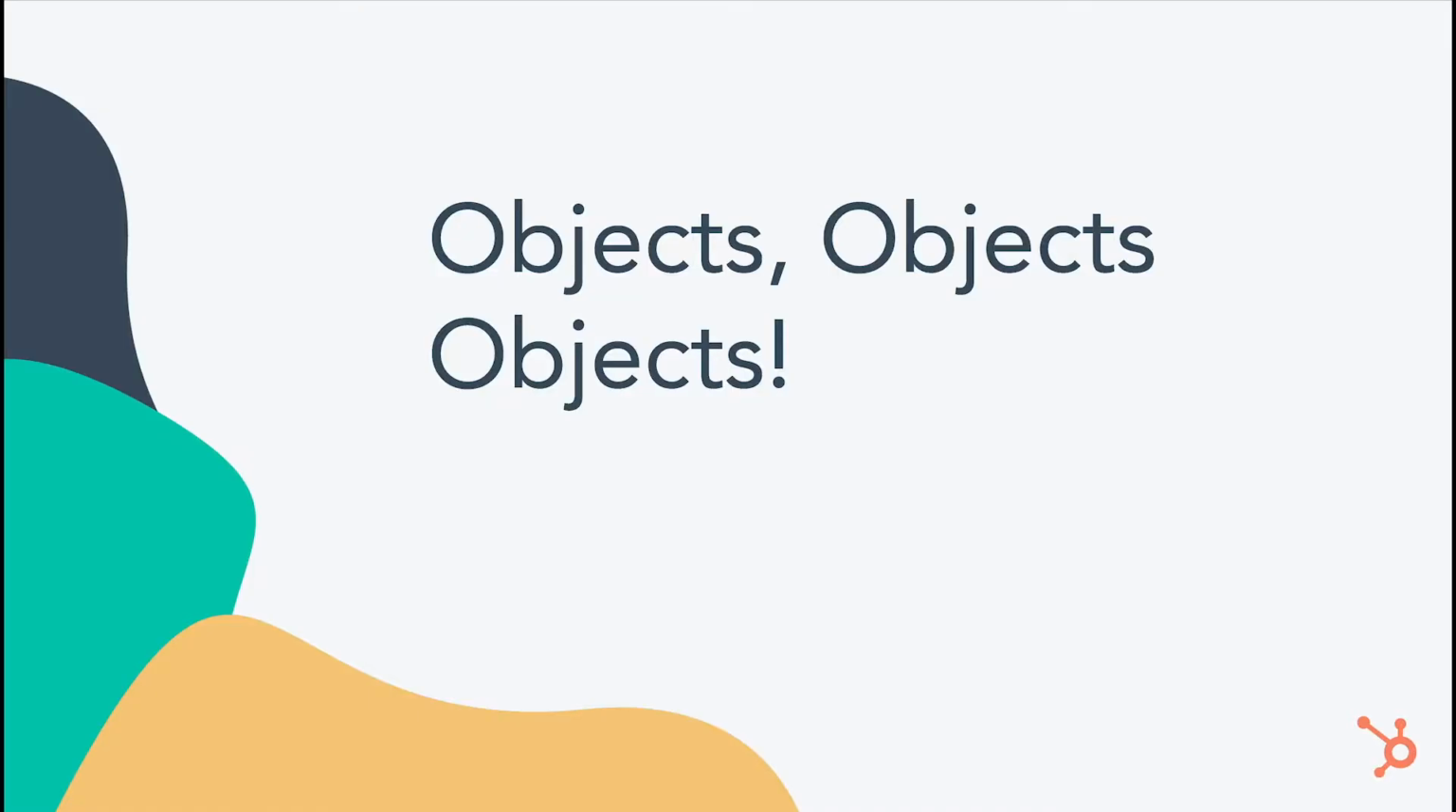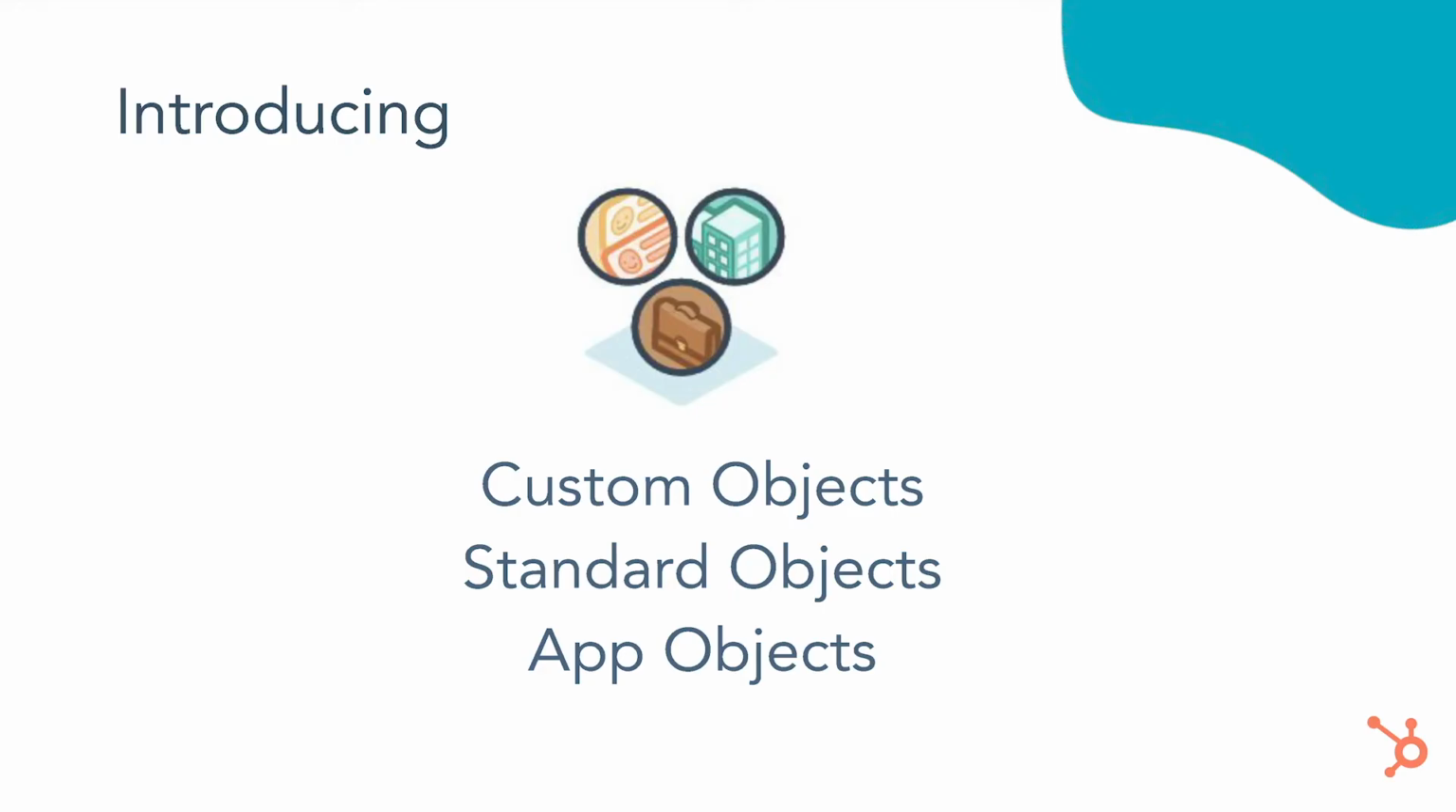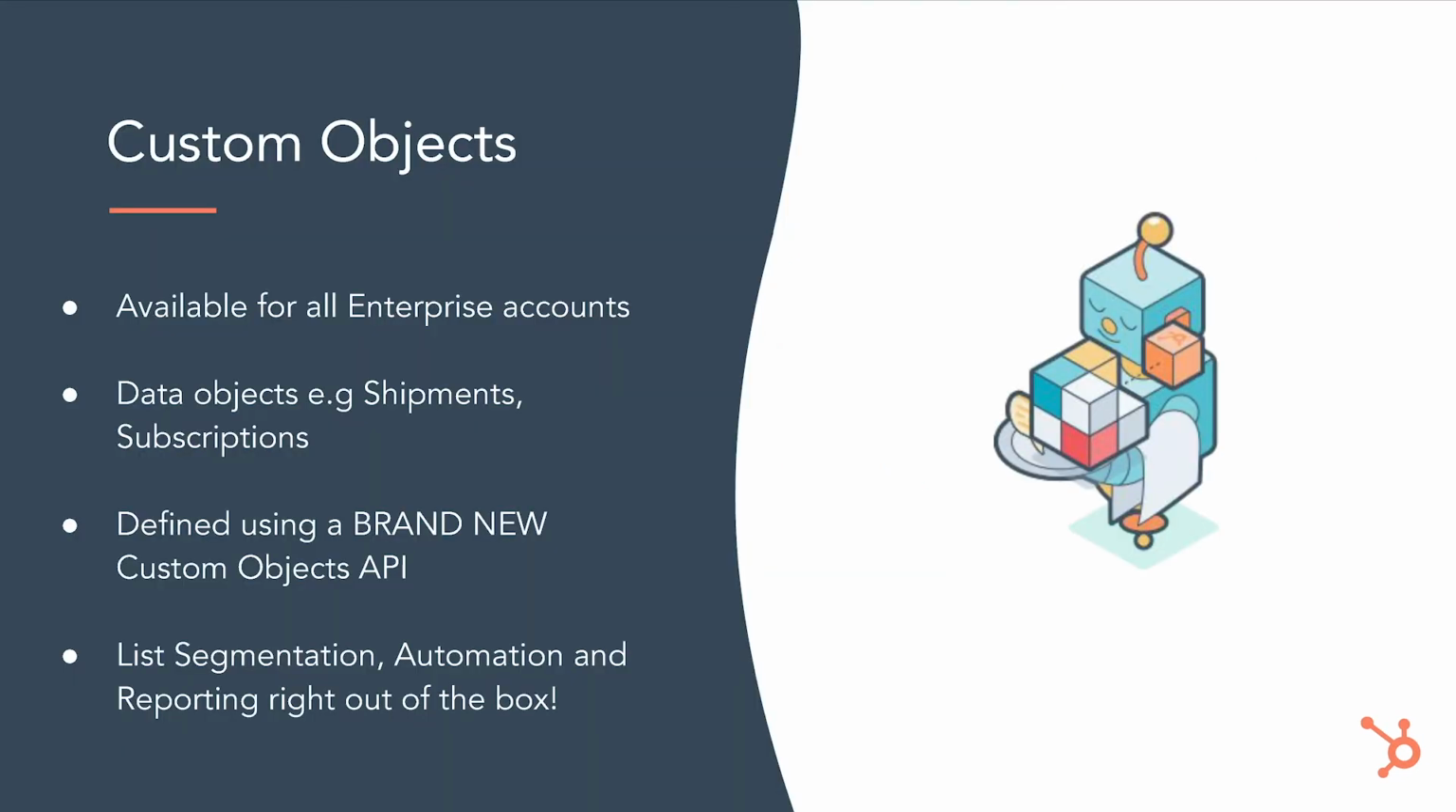Objects, objects, objects. So we have 3 new data objects that I want to talk to you about today. Custom objects is the first one. Last week at our virtual conference Inbound, we announced that custom objects are now live and available for all enterprise accounts. So what are custom objects? These are data objects that customers can define for themselves to store specific types of data that we don't represent natively in-app. So maybe it's shipments if I sell a physical product. Or maybe it's a house if I'm a realtor or an estate agent. Or maybe it's subscriptions if I work at a SaaS company.